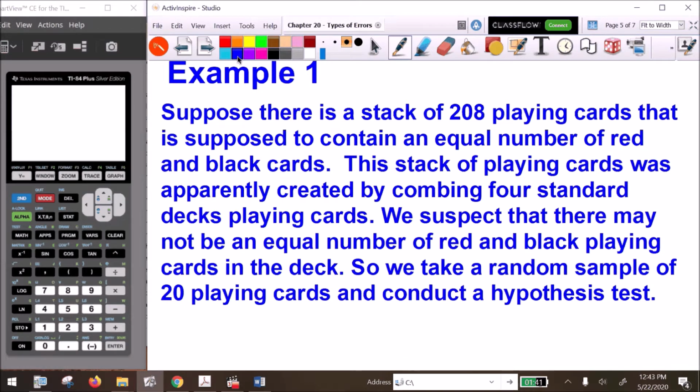So we're going to set our null hypothesis as it is a normal deck of cards. Let's let P equal the proportion of cards in the deck that are red. In a normal deck of cards, the proportion of red cards should be 50%. And if the deck is not normal, that's our alternative hypothesis, then the proportion of red cards is not equal to 50%. So we have our null and our alternative hypotheses.